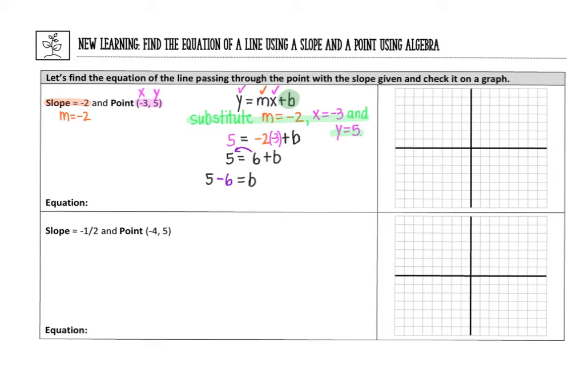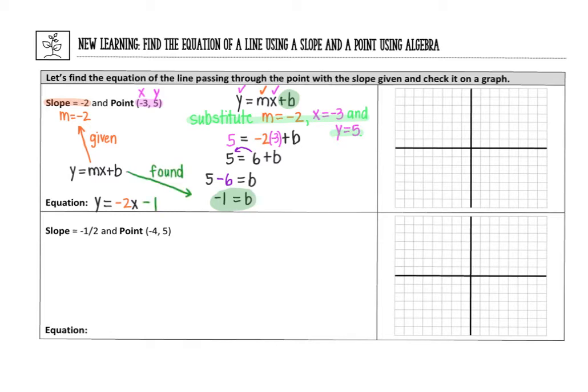This will mean that we'll have 5 minus 6 equals b, which means that b is going to be equal to -1. We can now create our y equals mx plus b using our given m value of -2 and our found b value of -1.